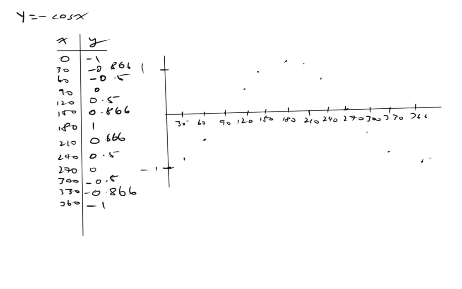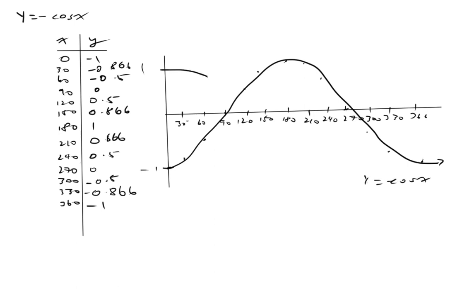Okay, so these are approximate. We connect all the dots here. So it's a rough drawing. So this is going to be y is equal to negative cos x. This is going to be regular cos x.